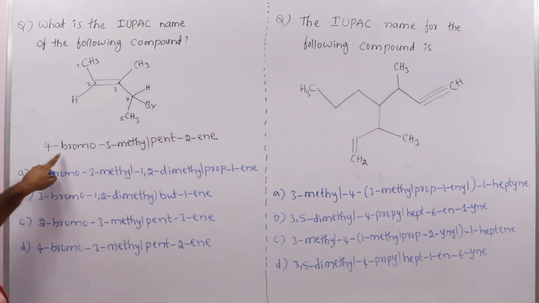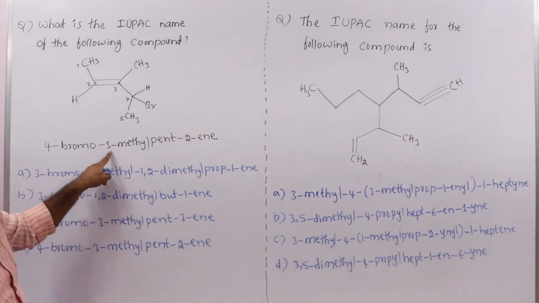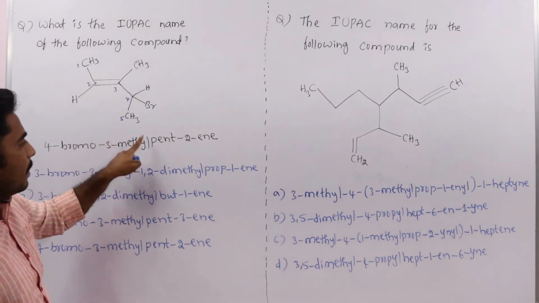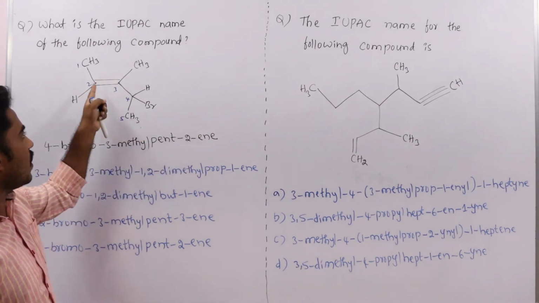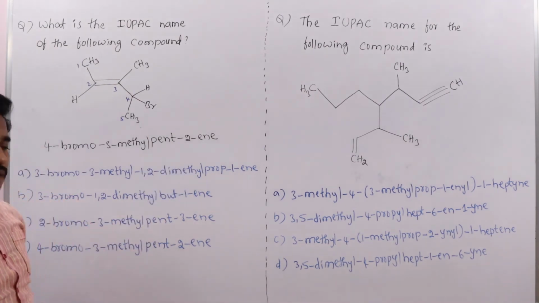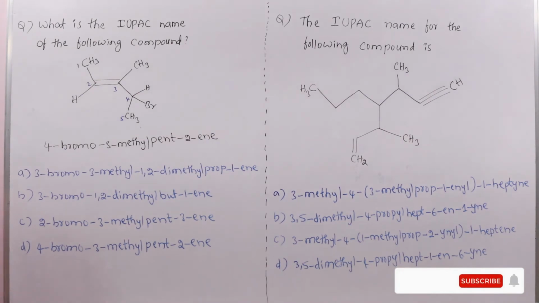4-bromo, fourth position bromo. 3-methyl. Pent, total carbons 5, that's why pent-2-en, double bond at second position. 4-bromo, 3-methyl, pent-2-en. So which option is correct here? D option is correct. 4-bromo, 3-methyl, pent-2-en is the correct answer.